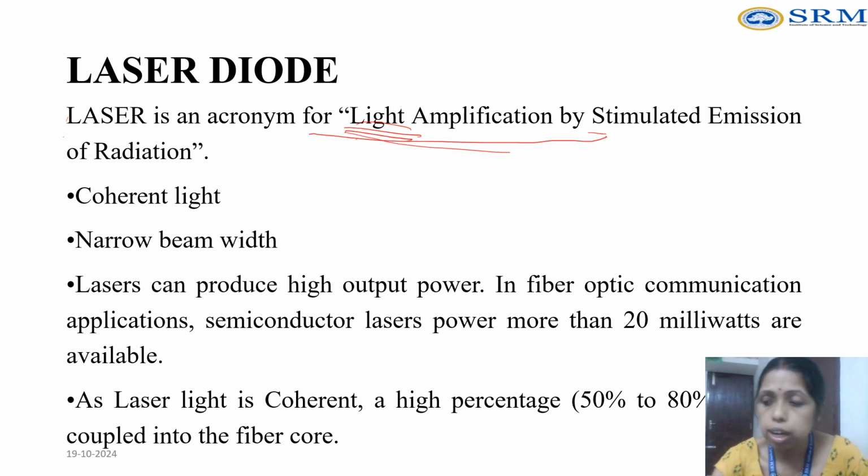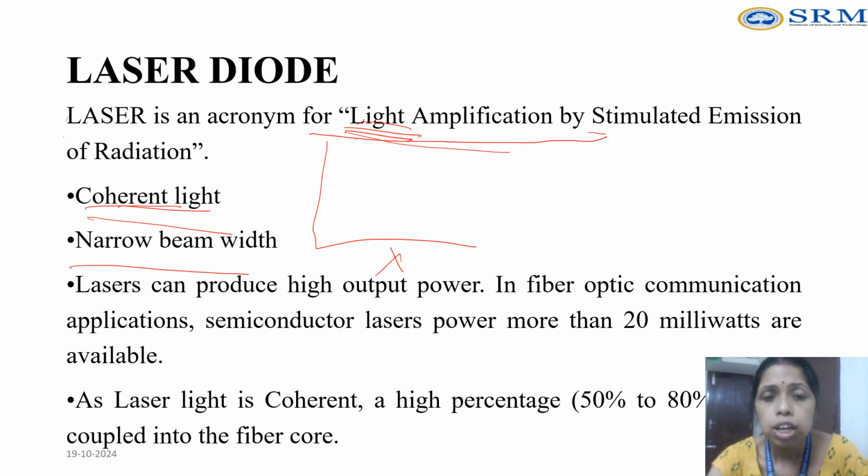What is the difference between the LED and the laser diode? The main difference is that it can produce coherent light and a narrow beamwidth. Narrow beamwidth means if you plot the intensity versus wavelength graph, you get a narrow spectrum region for the laser, but for the LED you get this much. If you have a narrow beamwidth, the intensity will be more in the case of the laser.